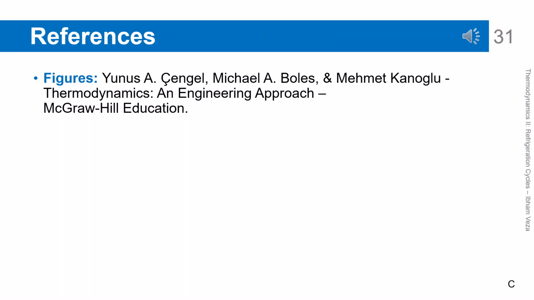References. This slide states that all figures and most of the concepts in this chapter are taken from the book Thermodynamics: An Engineering Approach by Çengel, Boles, and Kanoglu. This book is an international standard reference in engineering thermodynamics. Using this reference ensures that the material is consistent with widely accepted theory and practice. Students are encouraged to read the relevant chapters directly for deeper understanding and problem-solving practice. With this reference, the discussion of refrigeration cycles has a strong academic foundation.